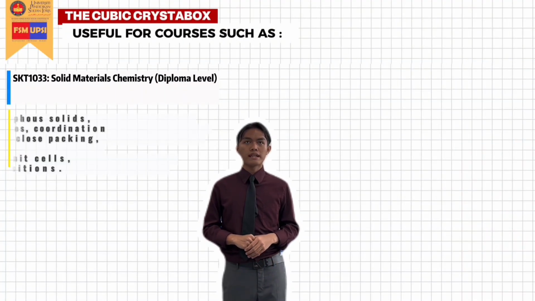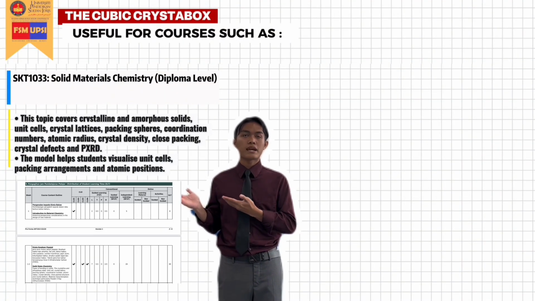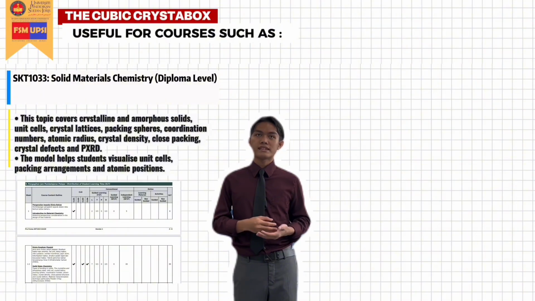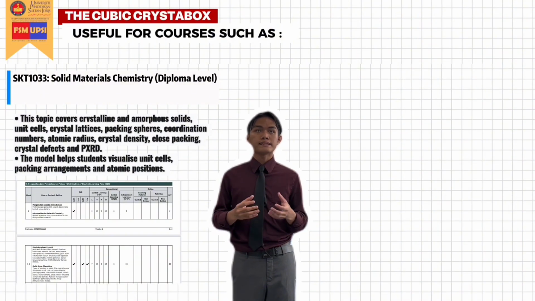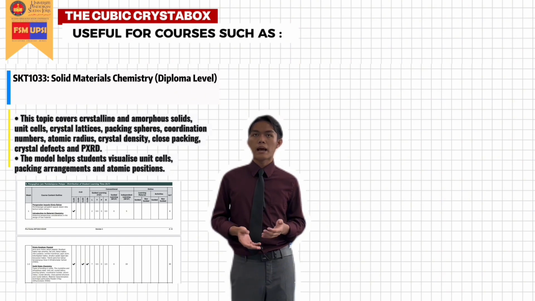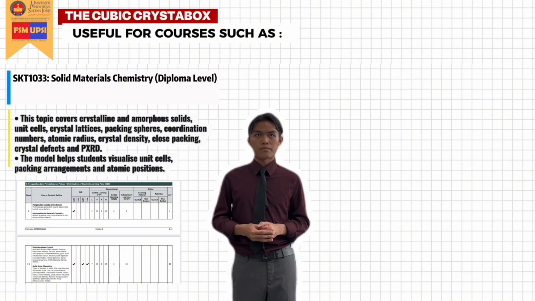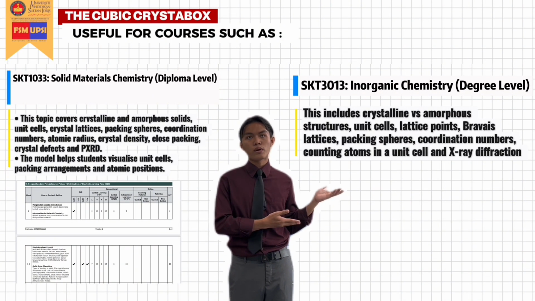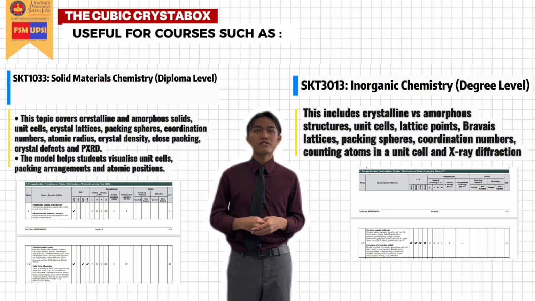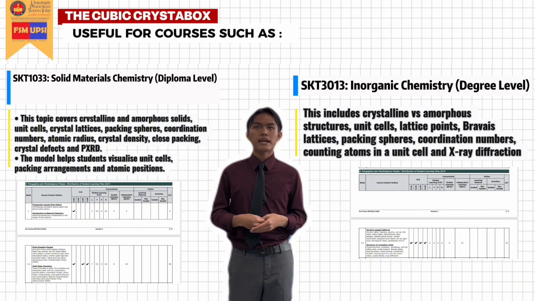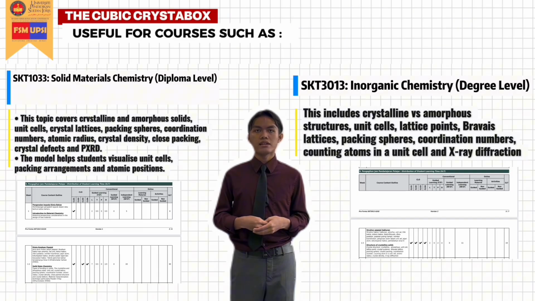Topics such as SPT 1033, Solid Material Chemistry for Diploma. This topic covers crystalline and amorphous solids, unit cells, crystal lattices, and packing of spheres. This model helps students to visualize the unit cell, packing arrangement, and atomic position, which directly supports their understanding of these concepts. The second one is SKT 3013, which is Inorganic Chemistry for degree level. This course includes crystalline versus amorphous structures, unit cells, lattice points, Bravais lattices, packing of spheres, coordination numbers, counting atoms in a unit cell, and X-ray diffraction.